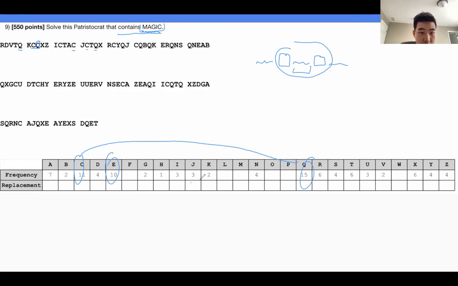So J is not super common. T is not all that common. I literally can't see X. Can somebody tell me what X is?